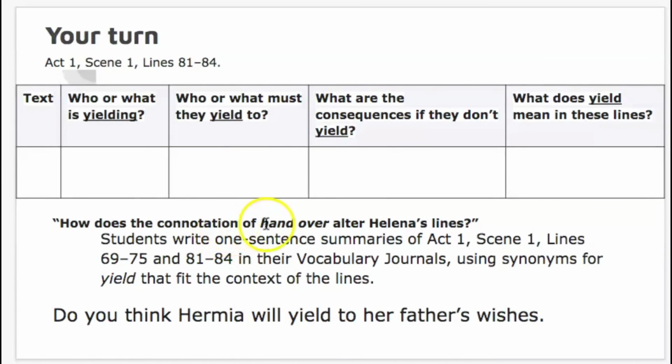How does the connotation of hand over alter Theseus's lines? Students write one-sentence summaries of Act 1, Scene 1, lines 69 through 75 and 81 through 84, and use a synonym of the word yield, or a similar word, to answer this question. Do you think Hermia will yield to her father's wishes?